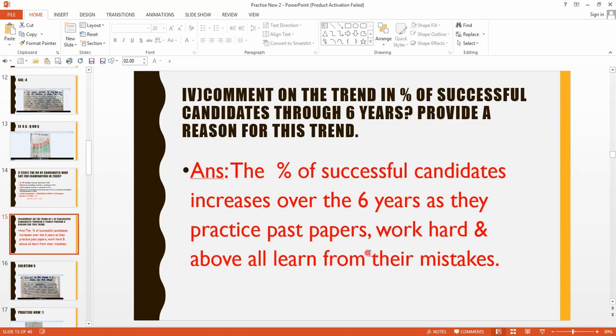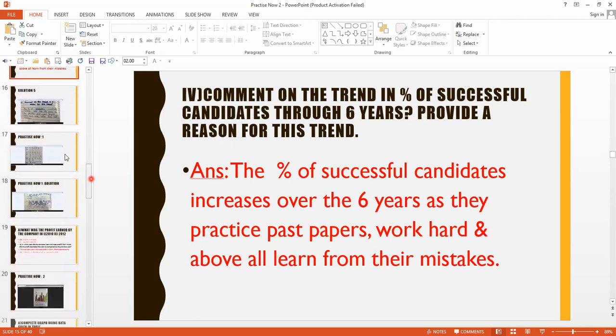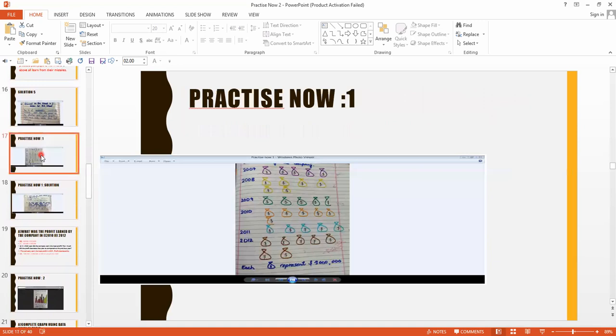They have to work hard and above all learn from their mistakes. Suppose previously they committed a mistake; in the next year, when they appear in the exam, they don't make the same mistake, because they learn from their mistakes, work hard, and practice more and more, so the number of successful candidates increases. Clear? Now we move towards the next question, that is practice now 1.